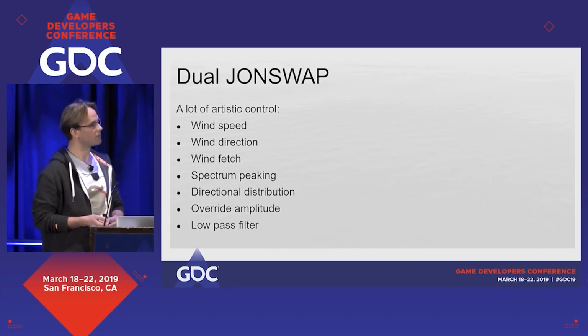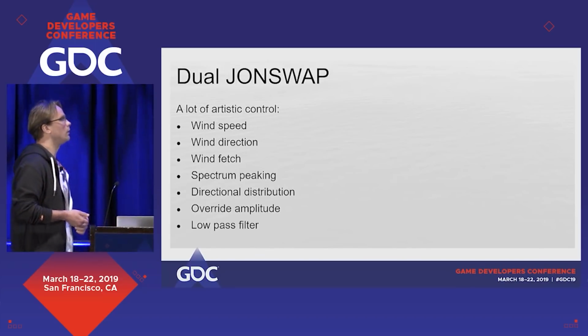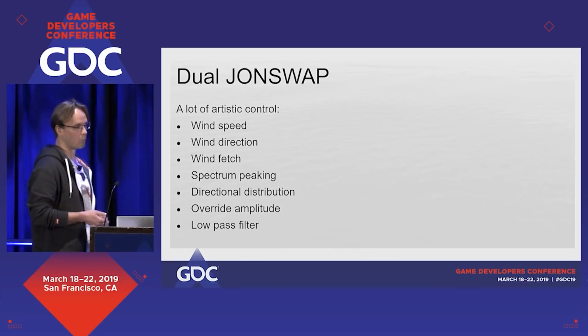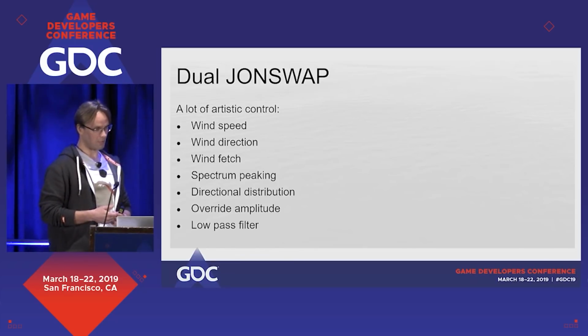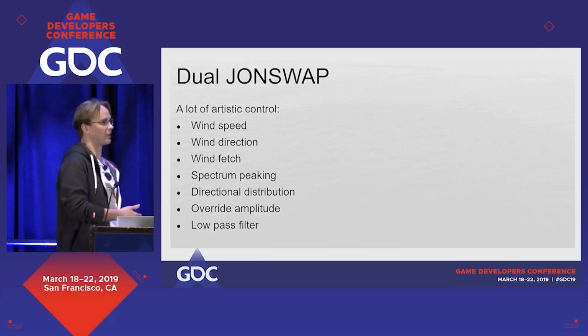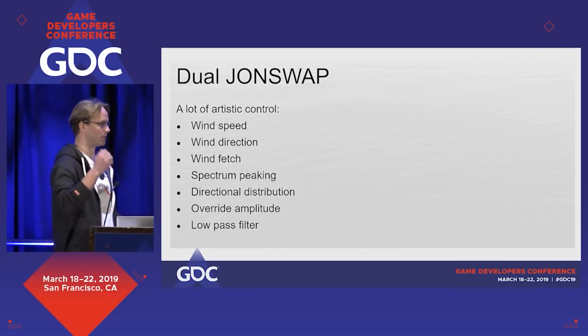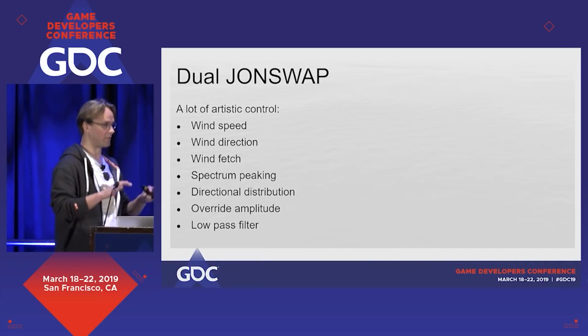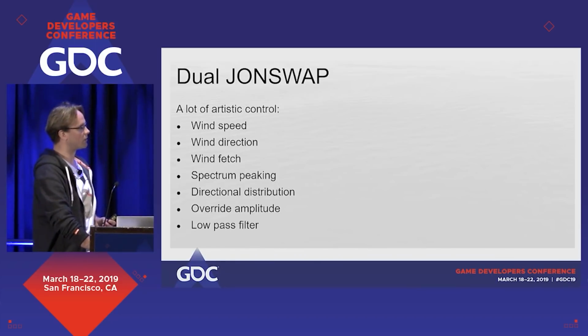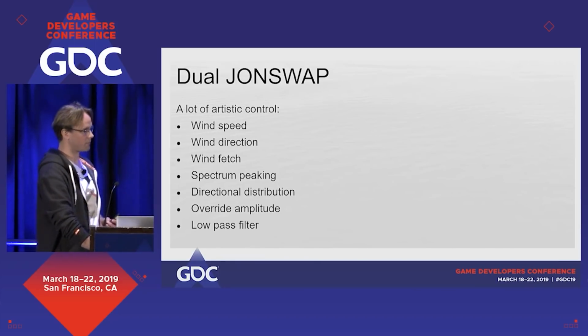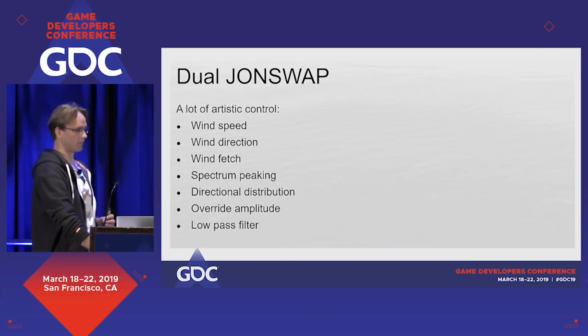Then the directional distribution, which tells us how chaotic are the waves, so how big is the portion of the waves that do follow the wind direction. Then if you want, you can override the amplitude. You're going to be not physically correct, but for artistic purposes, you can emphasize the heights of the waves or dampen them down if you want. And then low pass filter, it's pretty useful for swells. You don't want the swells to have the smaller wavelengths.